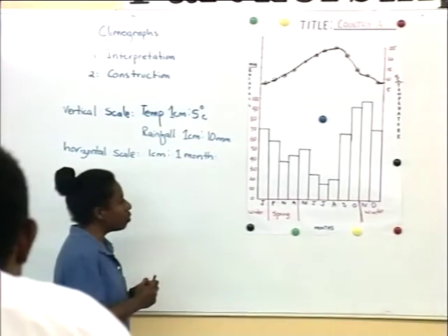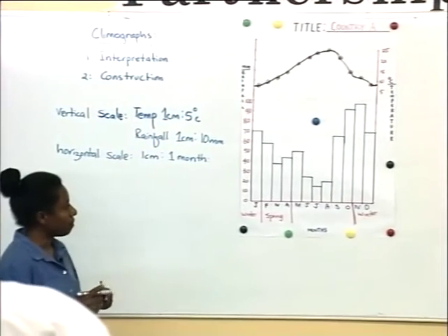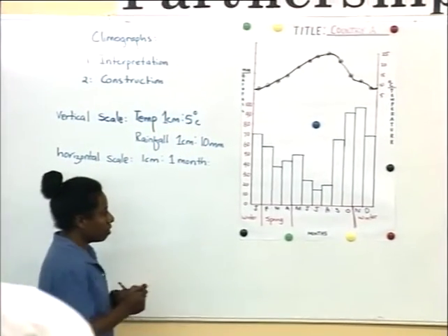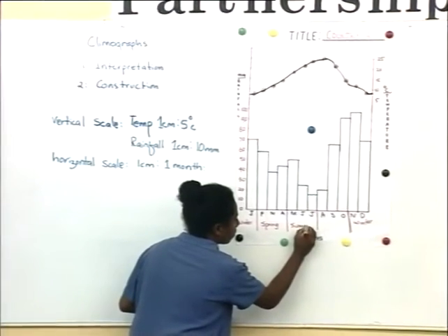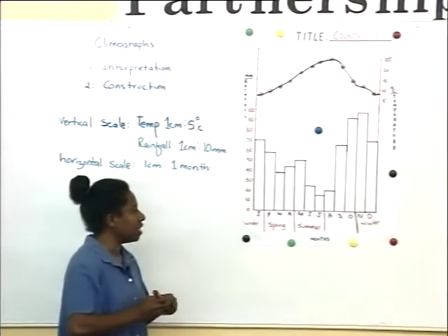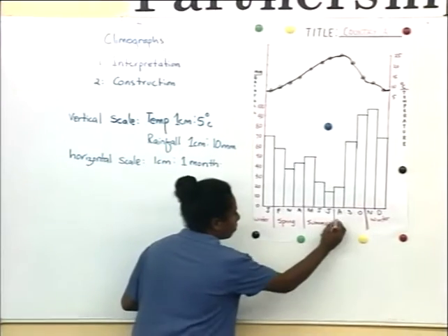Summer. So which months will summer be? May, June, and July. Okay, May, June, and July. And finally, the last season then will be autumn.